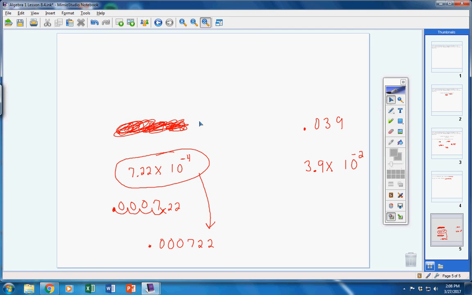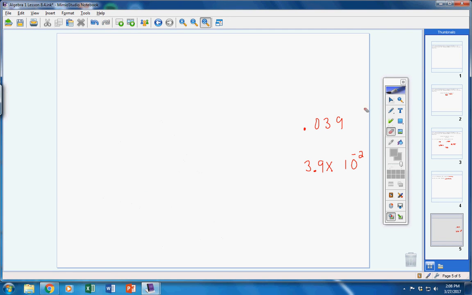Let's see if it matches, okay? Look at that. Identical. This number right here almost falls right on top of that perfectly. Alright? It's the exact same number. 0.0000722. One more. Then I'll throw a couple more problems at you and we'll be finished. Alright? Let's take a look at this last one here.